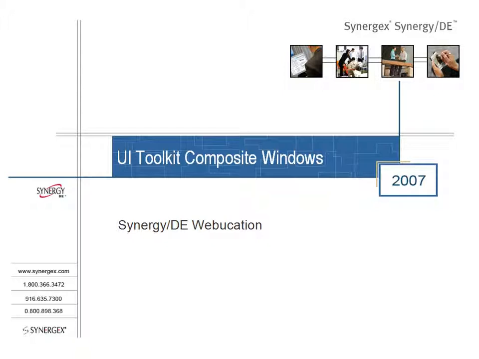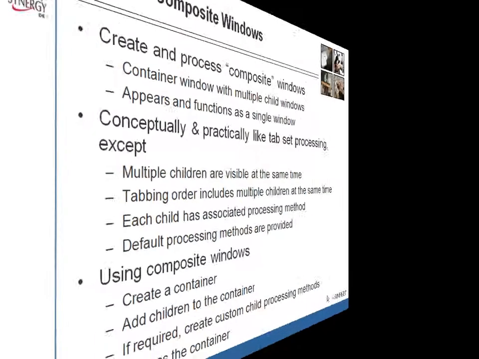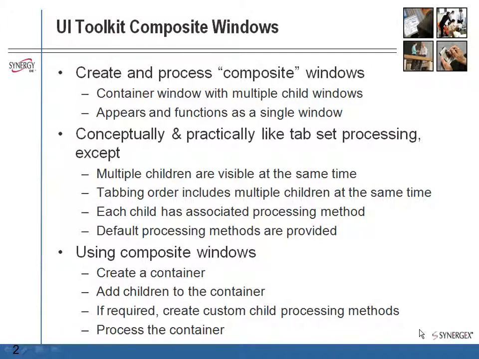This presentation is geared towards UI Toolkit programmers who wish to learn about UI Toolkit support for Composite Windows, which was a new feature added in Synergy version 9. From Synergy version 9, the UI Toolkit now has the ability to create and process composite windows.